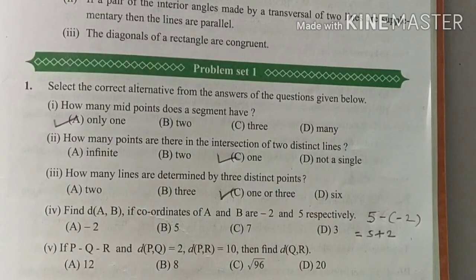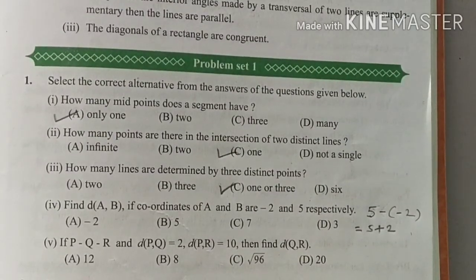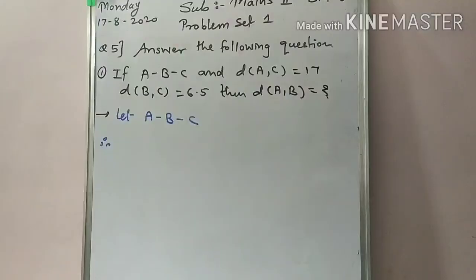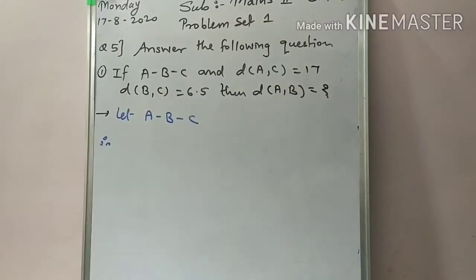Okay, now we try for the next one, 5th one. Okay, now here we have the 5th question of problem set 1. Answer the following questions. We have 2 examples. So here we solve the first one. Given that if A dash B dash C means that B lies in between A and C, and we are given the distance between A and C equal to 17, the distance between B and C is 6.5, then find the distance between A and B.